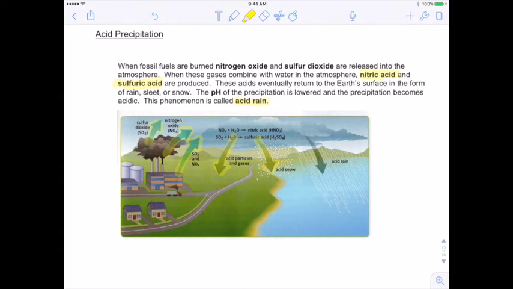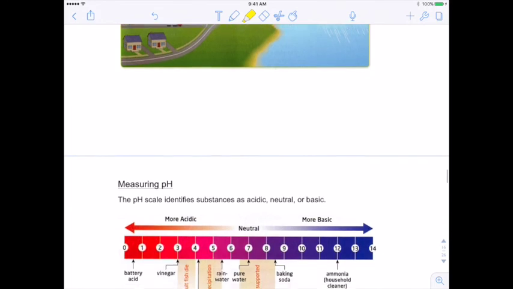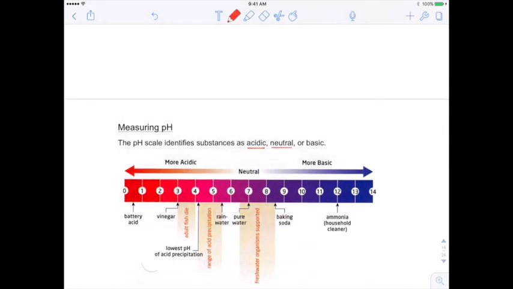pH is a term that you might not have heard before. pH is a scientific term to represent a scale. And this scale ranks substances on how acidic they are. So let's take a look at the pH scale. The pH scale identifies substances as acidic, neutral, or basic.